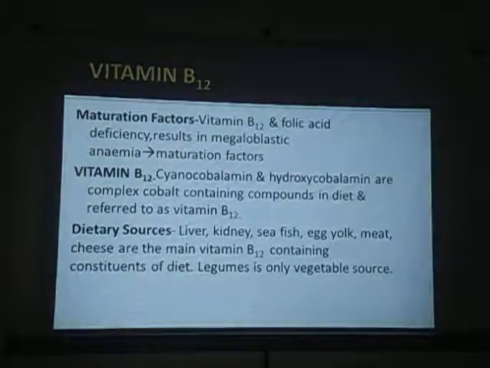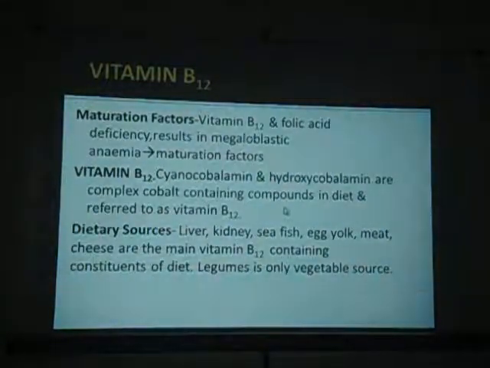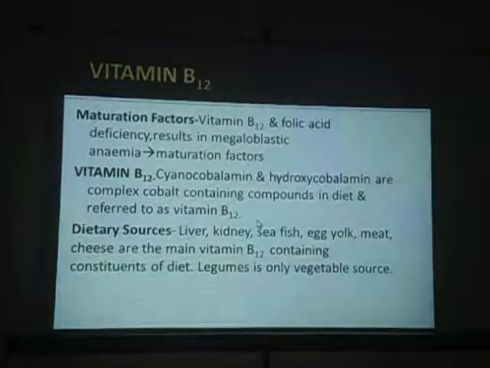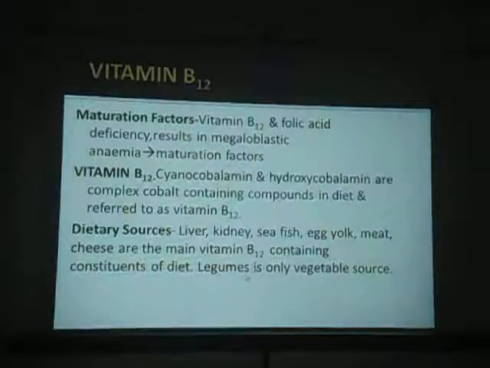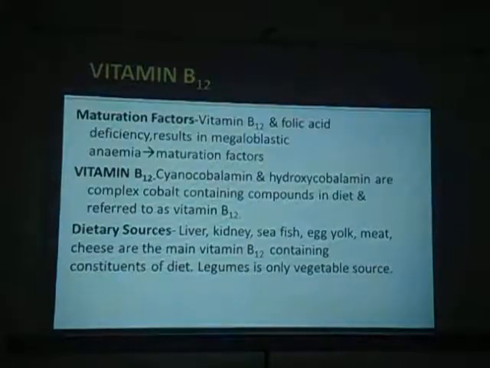Coming to B12, again B12 and folic acid act together, and once B12 is deficient, the maturation of the RBCs is prevented. These are basically called maturation factors, and deficiency can lead to megaloblastic anemia. The commercially available preparations are cyanocobalamin and hydroxycobalamin, which are complex cobalt containing compounds, and they are supplemented. Other dietary sources are liver, kidney, sea fish, egg yolk, meat. Most of it is non-vegetarian. That's why vegetarian people can get this B12 deficiency.